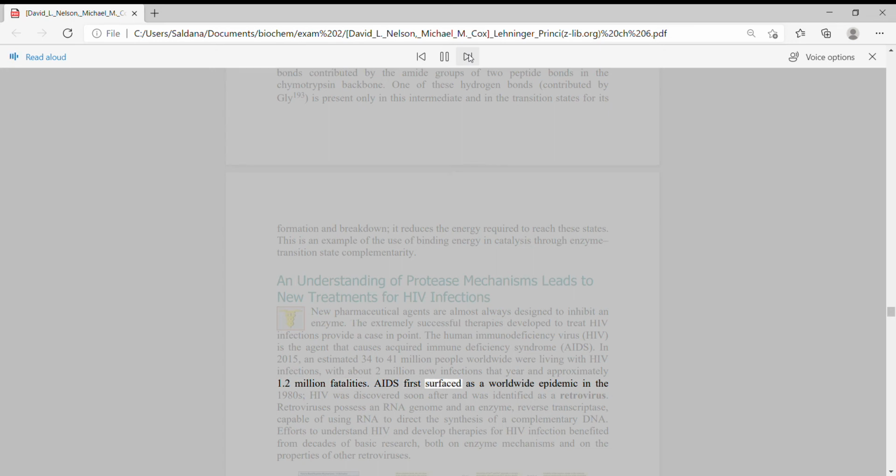AIDS first surfaced as a worldwide epidemic in the 1980s. HIV was discovered soon after and was identified as a retrovirus. Retroviruses possess an RNA genome and an enzyme, reverse transcriptase, capable of using RNA to direct the synthesis of a complementary DNA. Efforts to understand HIV and develop therapies for HIV infection benefited from decades of basic research, both on enzyme mechanisms and on the properties of other retroviruses.